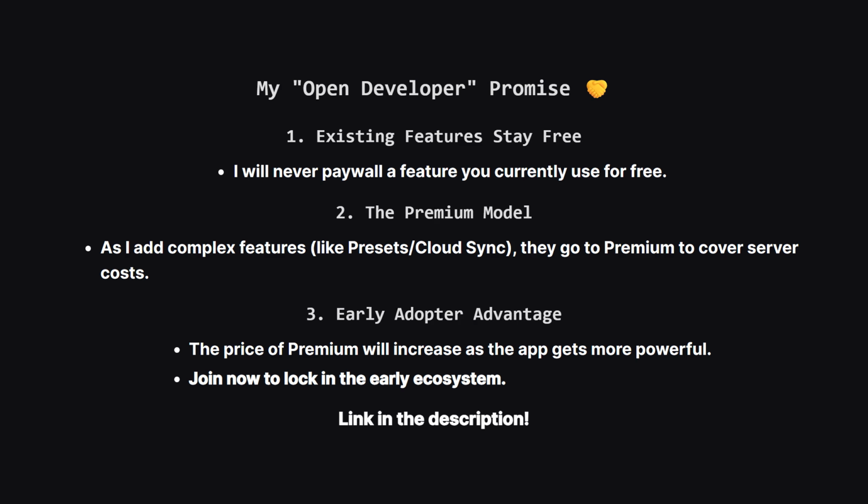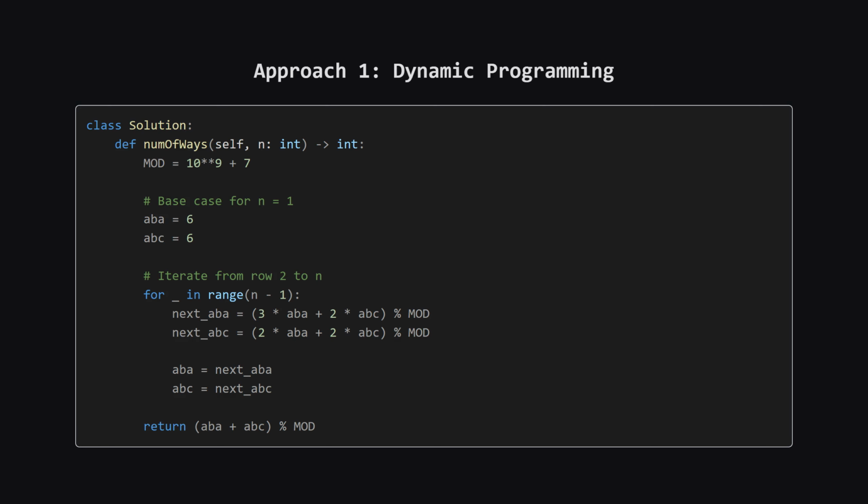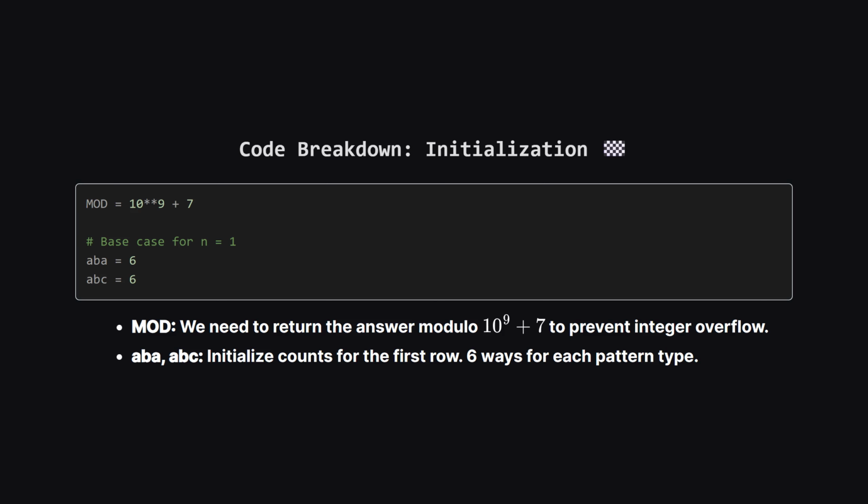Okay, we've talked about the big picture and the logic. Now let's see what this looks like as actual code. I'll put the full solution up on the screen first. Alright, here's the complete Python code for our dynamic programming approach. It's surprisingly short, right? That's the beauty of figuring out the math beforehand. We just initialize our base cases, and then loop through the remaining rows, updating our counts using the formulas we derived. Let's break it down.